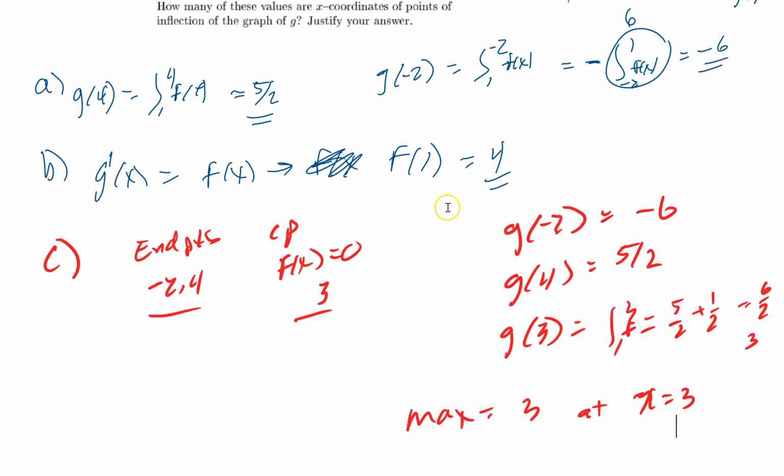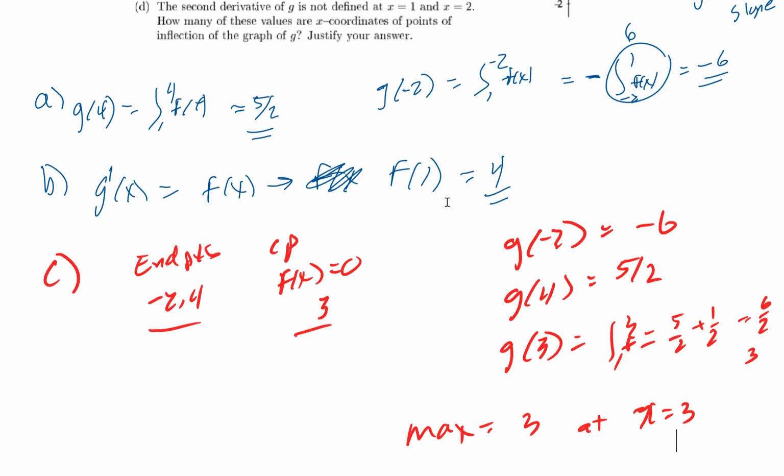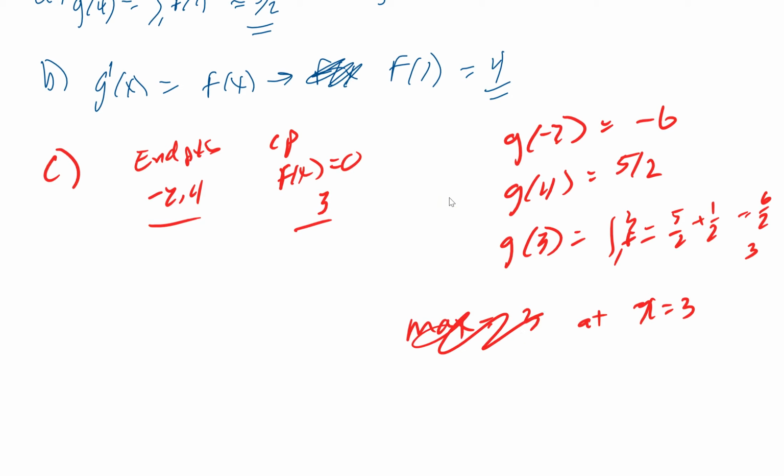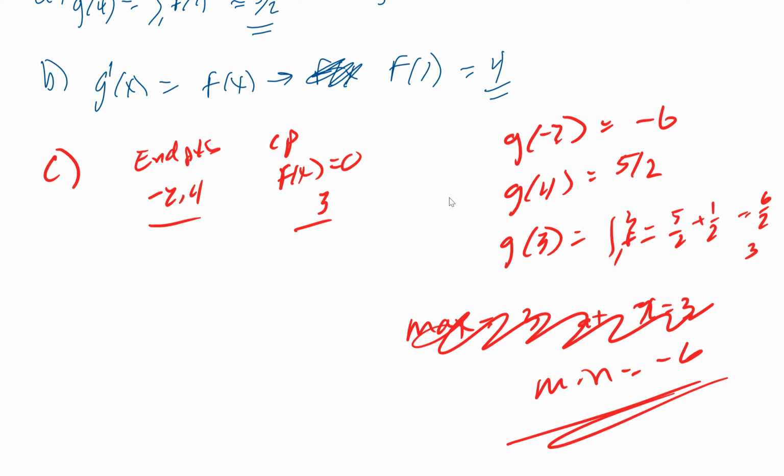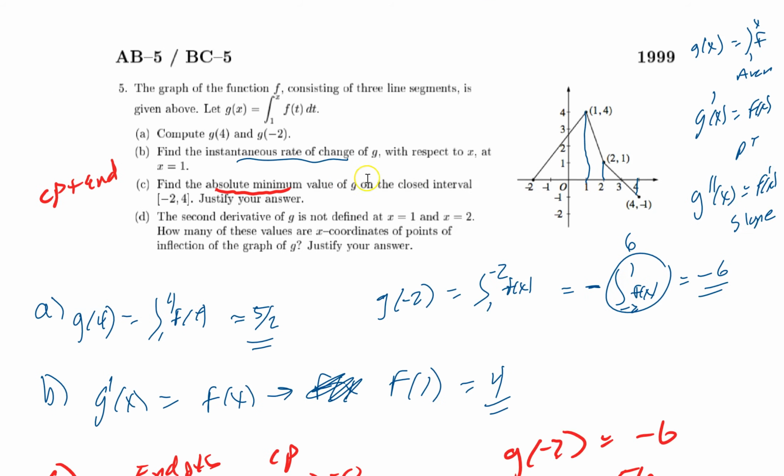Find the absolute min. So that, again, they don't want the absolute min. I should read the question. Absolute min is negative 6. I should read the question. Because that's actually not a min, that's a max, positive, negative. So I didn't need to check that one. It helps you read the question, people.